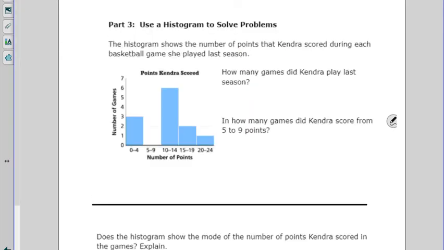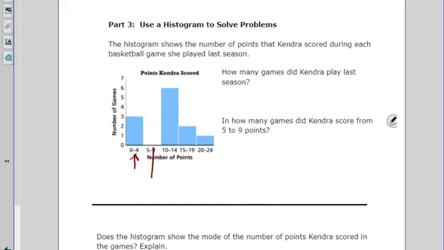Now we're going to use histograms to solve problems. We have this histogram showing the number of points Kendra scored during each basketball game she played last season. She scored between 0 and 4 points in 3 different games. We don't know whether she scored 4 in each game, or nothing in each game. We don't know, but we do know that there were 3 values within that range.